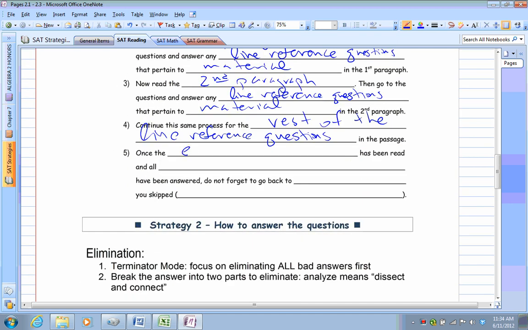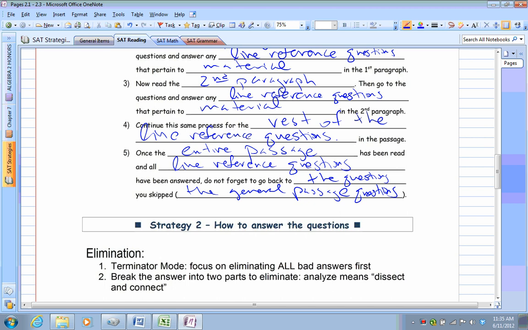Once the entire passage has been read and all line reference questions have been answered, do not forget to go back to the questions you skipped. And that's what I call the general passage questions, because they deal with the passage as a whole. When they ask about the main point or primary purpose, a tone, or the attitude of the author, whatever.